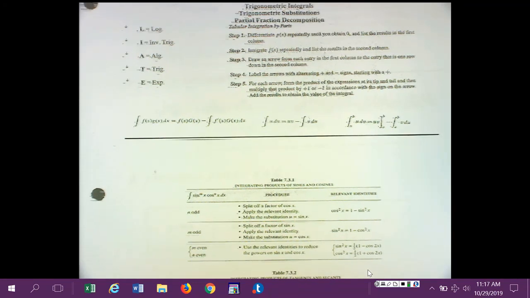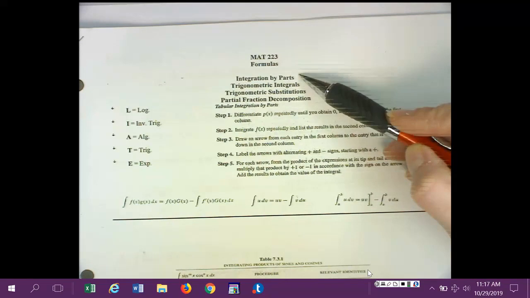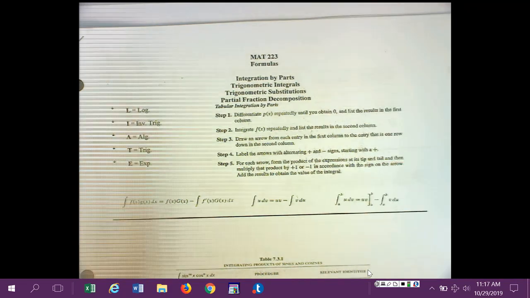The first topic that I'm going to introduce is integration by parts. That is the purpose of this video. The one section and just some basic information and maybe 1 or 2 basic examples. So, integration by parts.